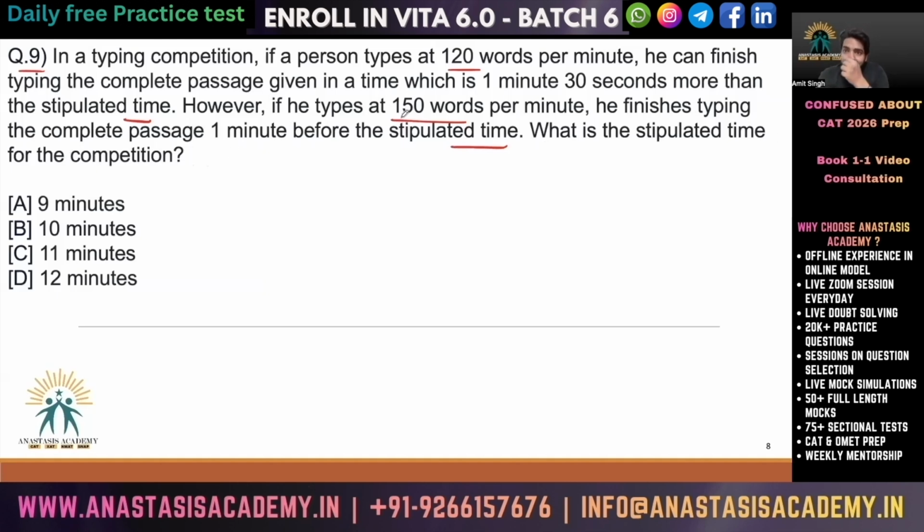Okay, so I'm assuming if the speed at which he types is 120, then the time taken would be stipulated time t plus 1 minute 30 seconds, or 1.5 minutes more. Now, if the speed of typing is 150 words per minute, time taken is stipulated time minus 1 minute, because he completes the passage 1 minute before the stipulated time. So this is the required time.